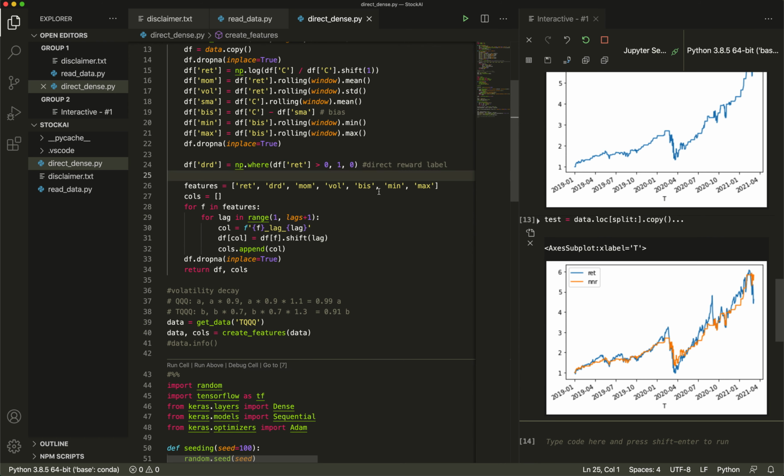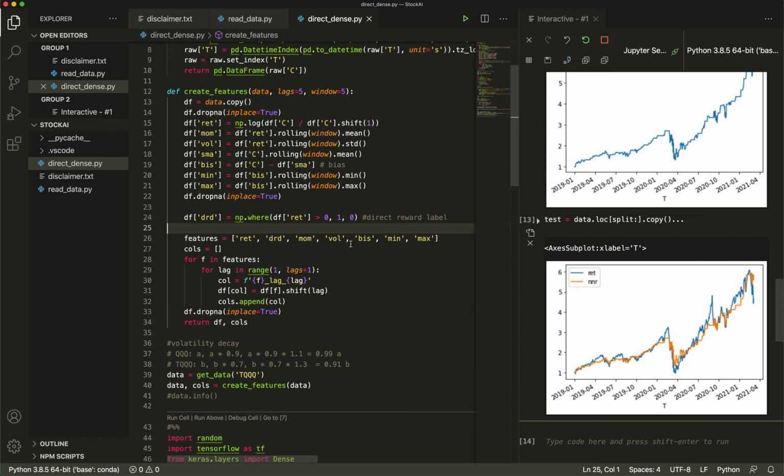What we're saying when we write this piece of code, creating features, is that this represents a direct reward. We're trying to build something called reinforcement learning, which is going to allow us to take into account not only the direct reward but also the delayed reward. But for now, we're just using direct reward. If the price next day goes up, it's a positive reward. But if it goes down, it's a negative reward.